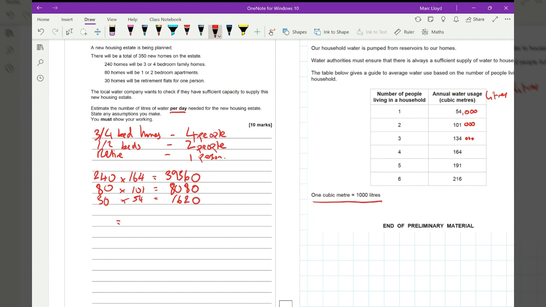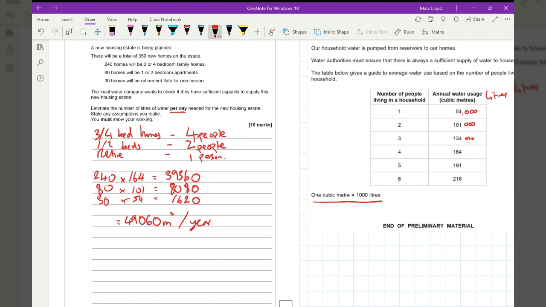Add them up. 1620 plus 8080 plus 39360. We've got 49060 meters cubed of water per year.